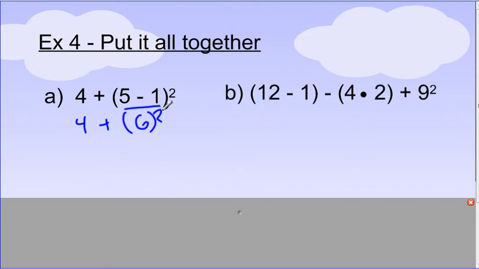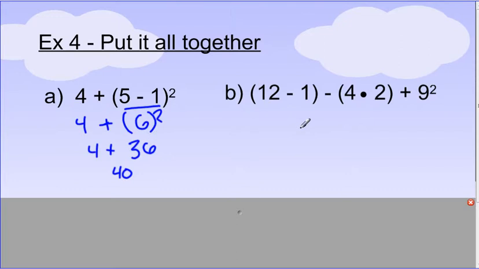6 squared, 6 times 6, is 36. And 4 plus 36 is 40. So we did parentheses, then exponents, and then add.